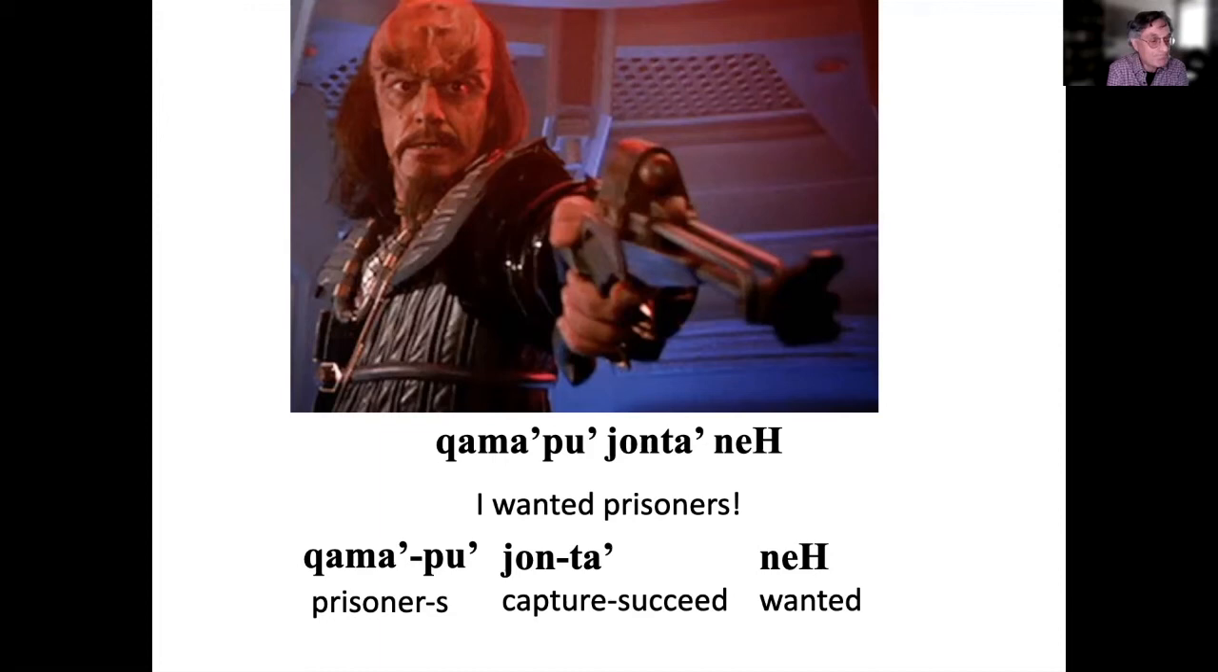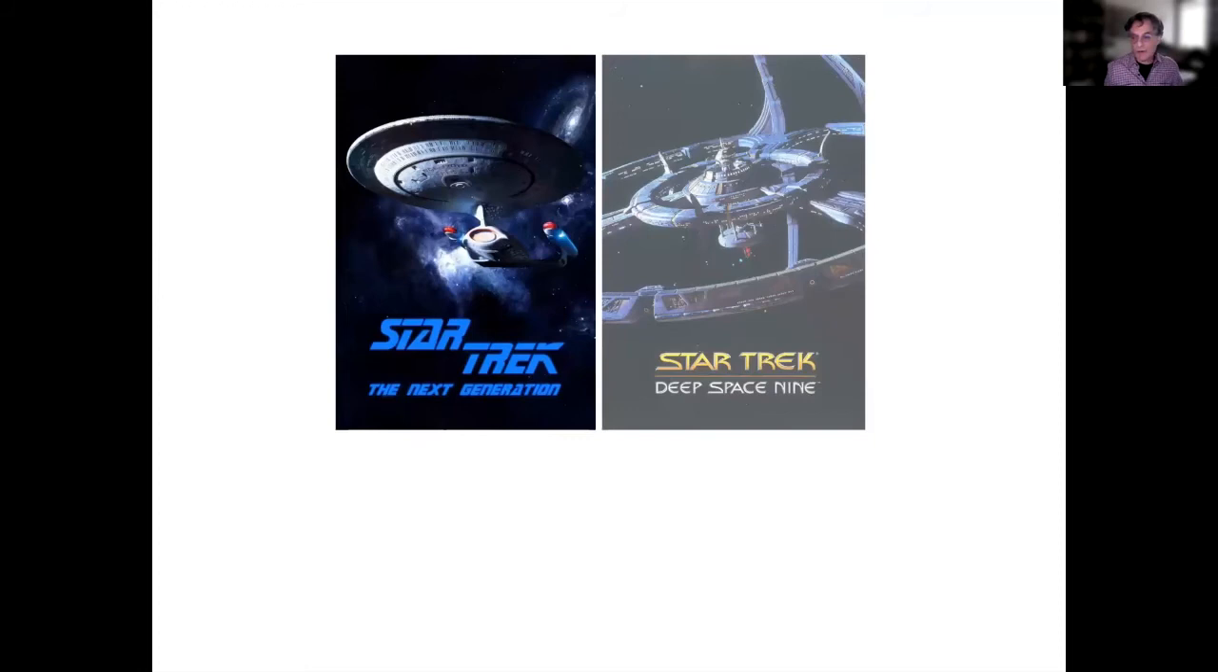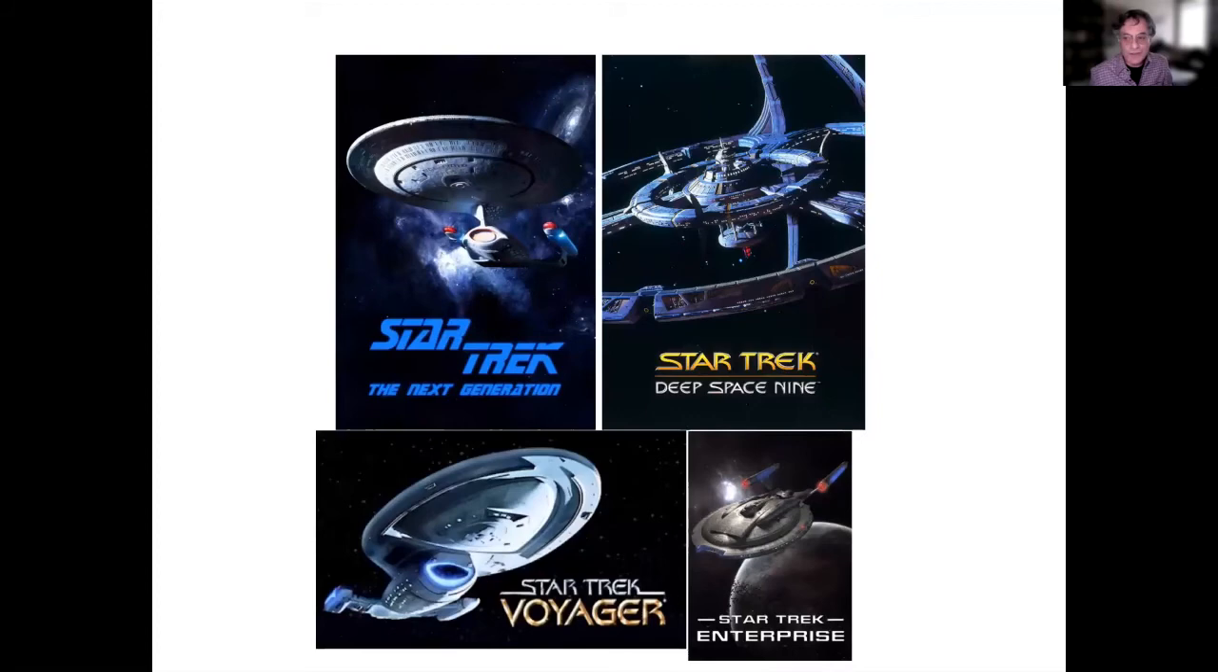By this time, Star Trek was on a roll. There were all these new TV shows, Star Trek The Next Generation and Deep Space Nine were on the air, and later Voyager came, and Star Trek Enterprise. And Klingon was used by Klingons in all of these, and by non-Klingons probably in all of these too. But how good the Klingon was in these depended on the particular writer or producer of that episode.